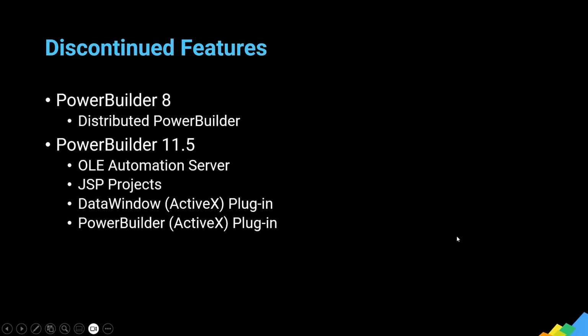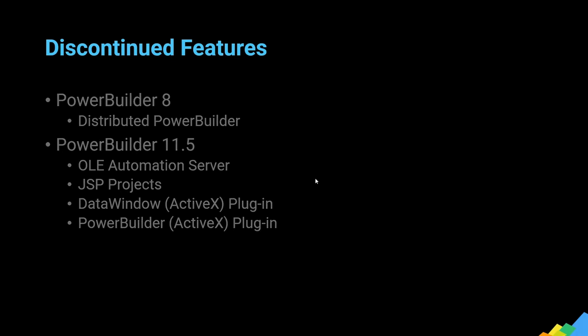So let's go back and look at discontinued features. Now, I've only gone back through about PowerBuilder 8 here. I'm going to give you a link later on that goes all the way back to PowerBuilder 6.5. So in PowerBuilder 8, what was removed was distributed PowerBuilder. In 11.5, what was removed was the OLE Automation Server, JSP projects, the DataWindow ActiveX, and the PowerBuilder ActiveX. So if you're using any of those features still, you're going to need to find a workaround to migrate to any of the more recent versions of PowerBuilder.